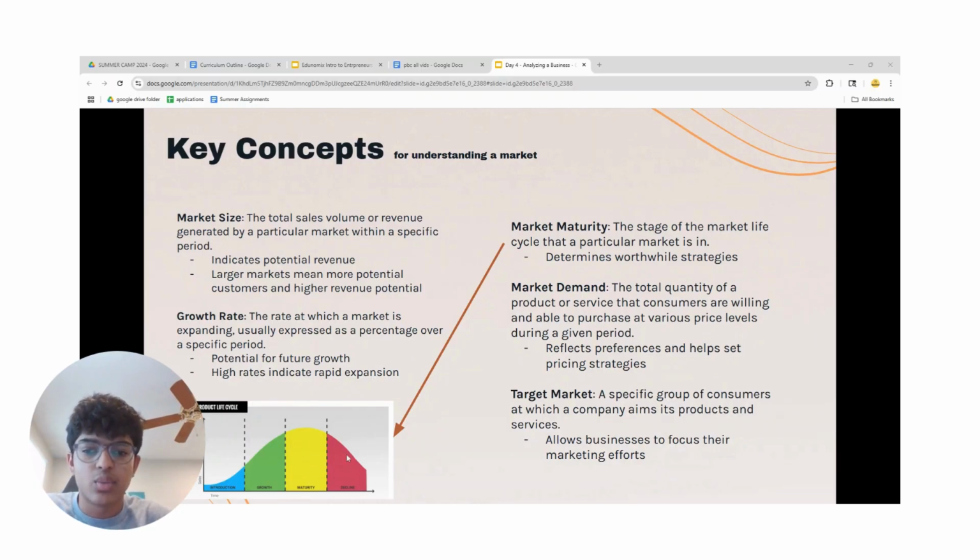So it's important to know what stage a product in a market is in. Even though these four stages are quite oversimplified, being able to point to what is going to happen in the future is definitely important in your pitch.